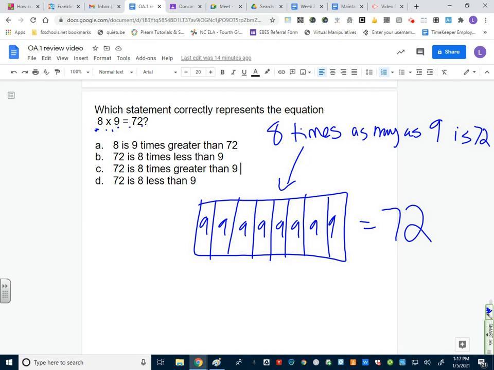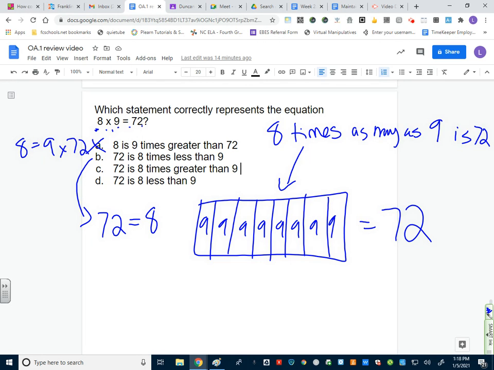So let's look at the first one. A says 8 equals 9 times greater than 72. No way, Jose. If we use our rounding skills, 9 times, let's say 70, whoa, that's going to be 630. That's way off. No way. So let's look at the second one. 72 equals 8 times less than 9.